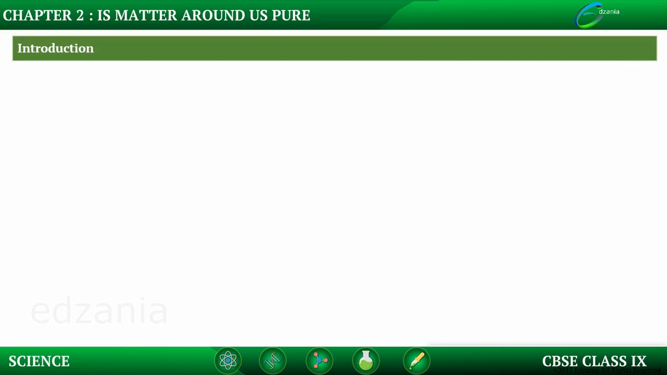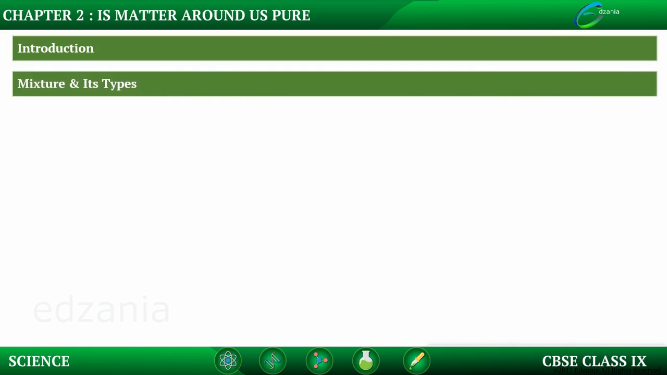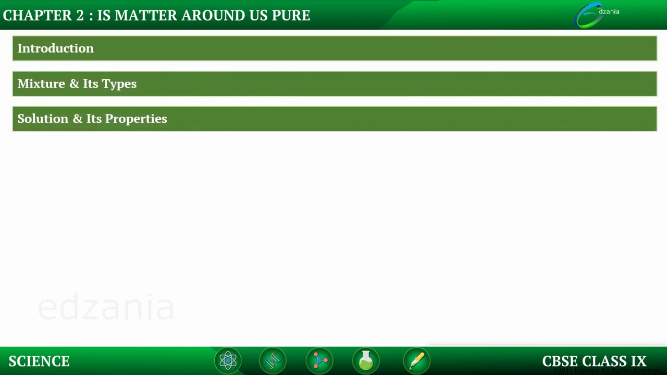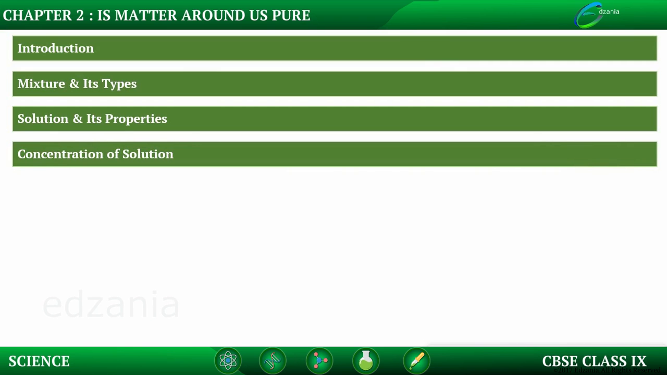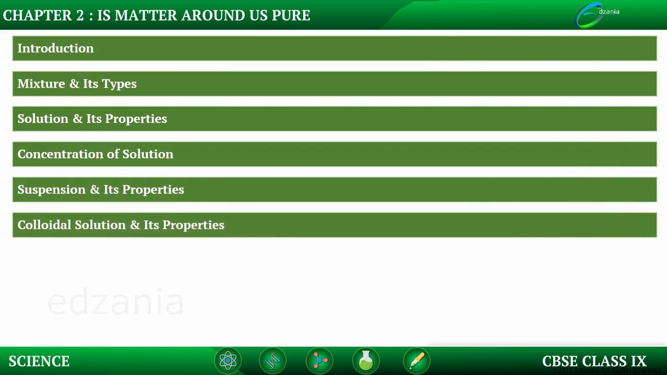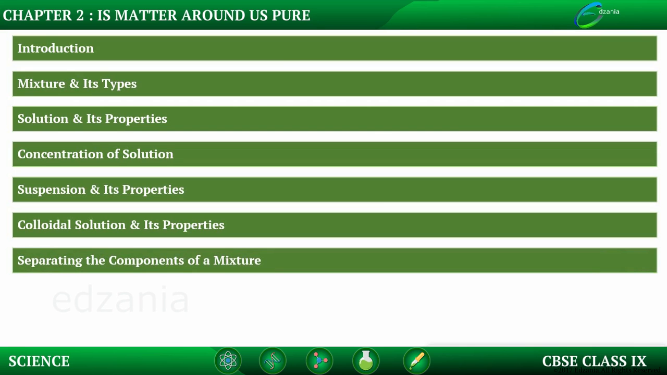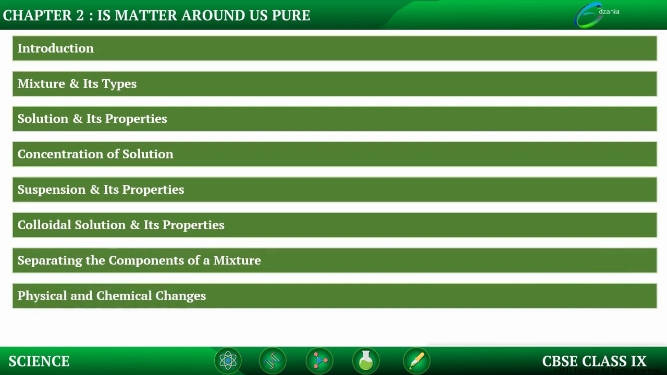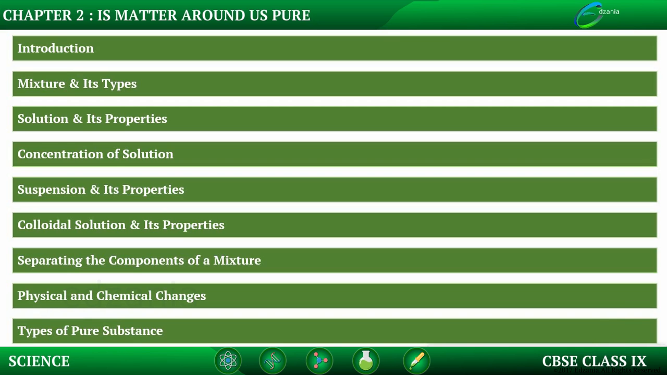introduction to is matter around us pure, mixture and its types, then we will undertake solution and its properties. We will understand about concentration of solution, suspension and its properties. We will learn colloidal solution and its properties. We will learn how to separate the components of a mixture. We will learn about physical and chemical changes, types of pure substance, and at the last we are going to take the summary of the chapter.